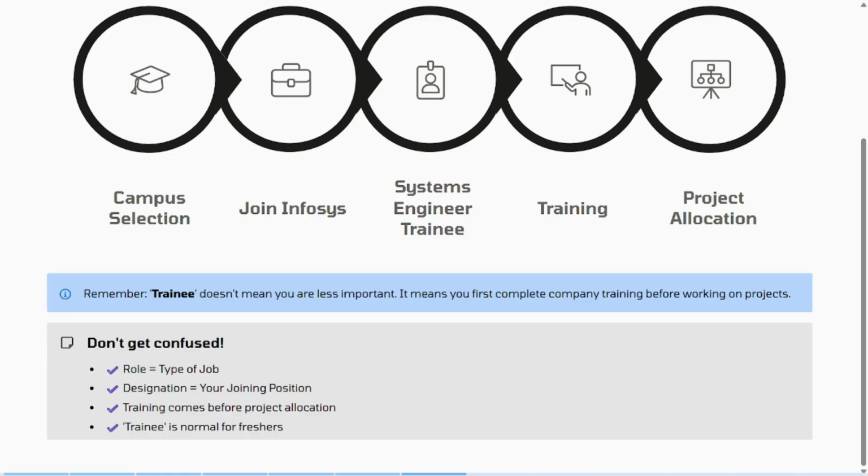One more important thing, don't think that the word trainee means your job is temporary or that you are not a real employee. It's not like that. It simply means you are in the learning phase before taking on project responsibilities. Don't worry if your offer letter says system engineer trainee. It's a normal part of the joining process for freshers.